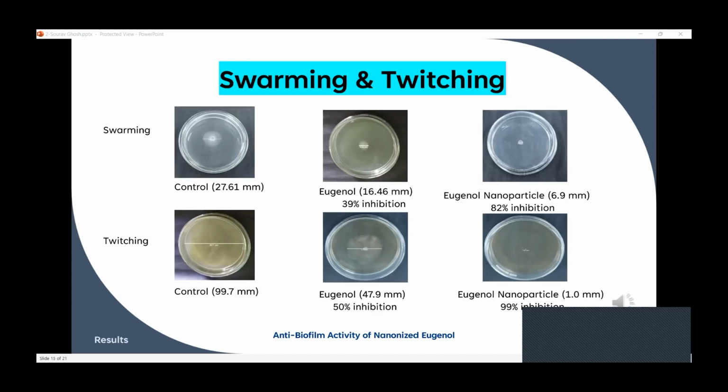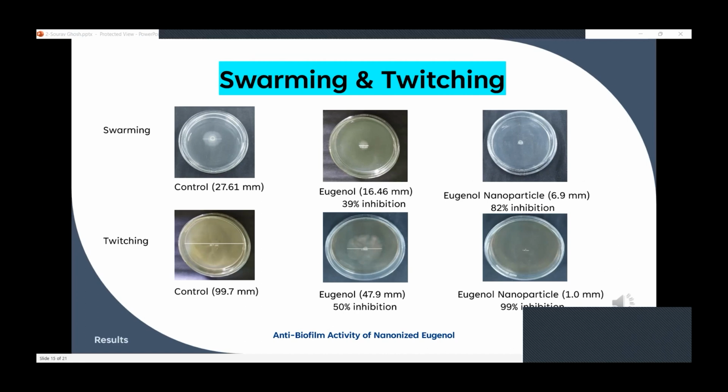Bacterial swarming is totally dependent on flagellar functionality, and it is correlated with EPS secretion. Swarming efficiency was assessed on dry agar plate by measuring the diameter of the zone of movement on agar, and the images show that eugenol nanoparticle exhibits better action, that is, better swarming inhibition than free eugenol.